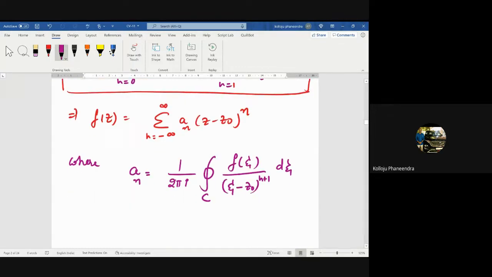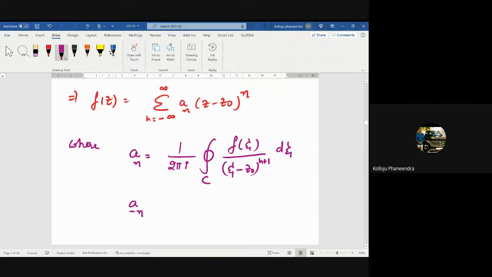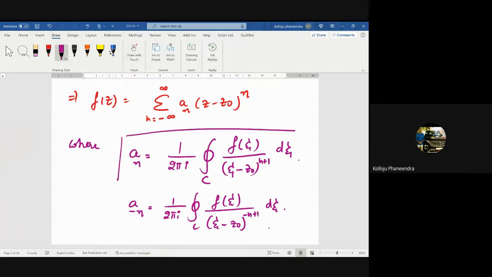The same formula is true for all n. If I want to write for minus n, just replace n by minus n. That's it: f of xi by (xi minus z naught) whole to the power of minus n plus 1 d xi. So you remember one formula. That's enough. This is the a_n formula, for positive powers and negative powers. You can write it for all n belongs to Z. Got it?